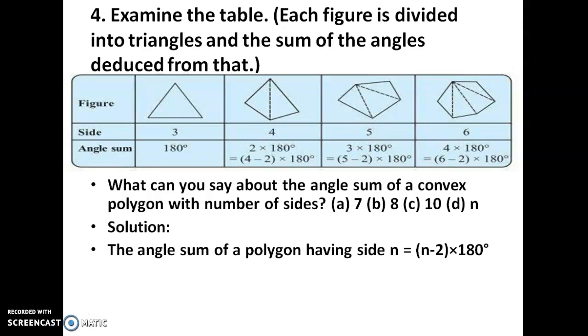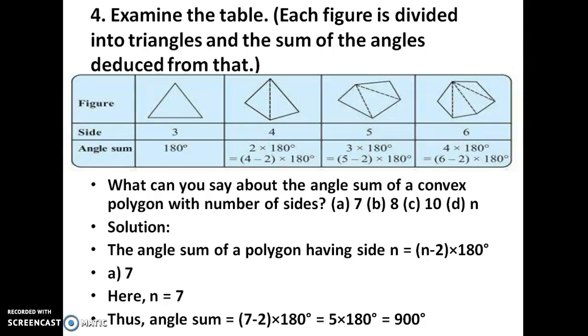The angle sum of a polygon having n sides is equal to (n minus 2) into 180. This is the formula which we learnt in the previous video itself. That will give you the sum of the angles of that polygon. So if we know the number of sides, we can find the sum of the angles. If the side is 7, put it in the formula: 7 minus 2 into 180 equals 5 into 180 equals 900 degrees.